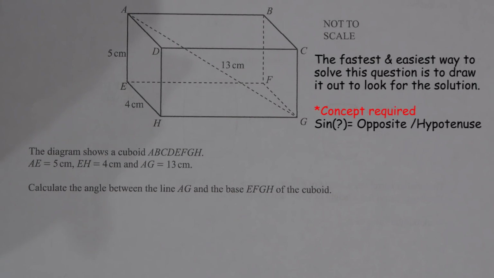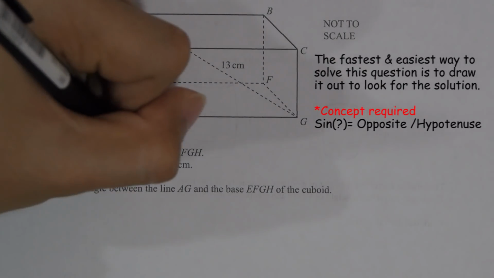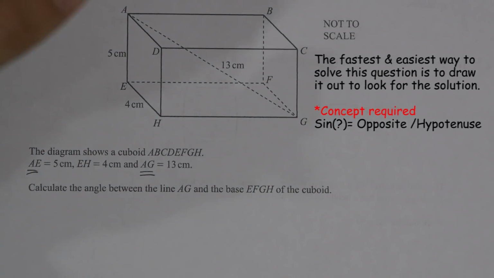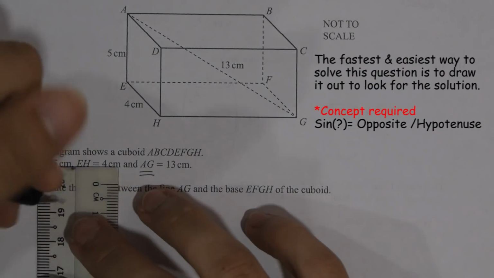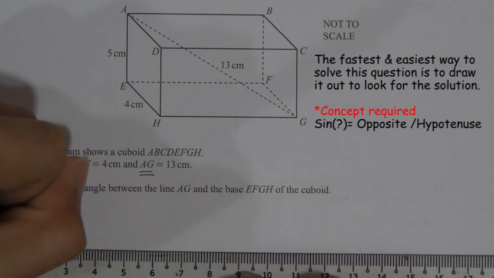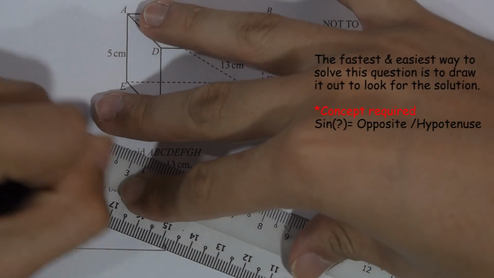So for the following question, my advice to you is to first draw out the triangle they are looking for, which is AGE. So the concept that you'll be using is actually the sine, because AE is the opposite of angle AGE, and AG is the hypotenuse.